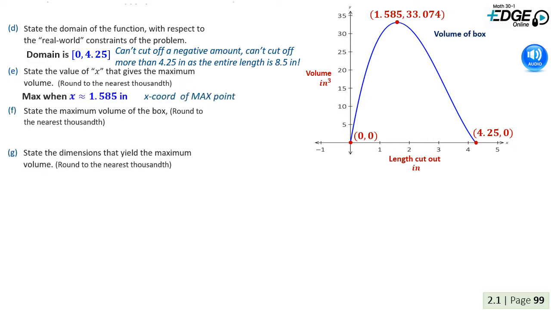We see that our x coordinate of 1.585 in units of inches gives us our maximum volume. And at that point, we have a max volume of 33.1 inches cubed. Earlier, I think I misspoke. I mentioned the units being labeled in centimeters and centimeters cubed. I should have said inches and inches cubed.